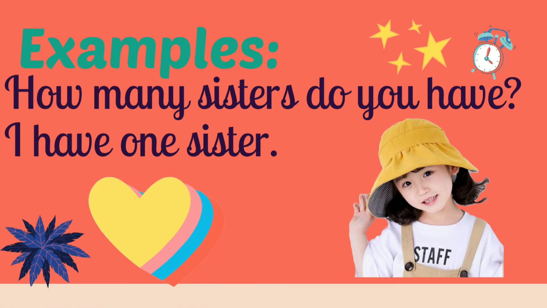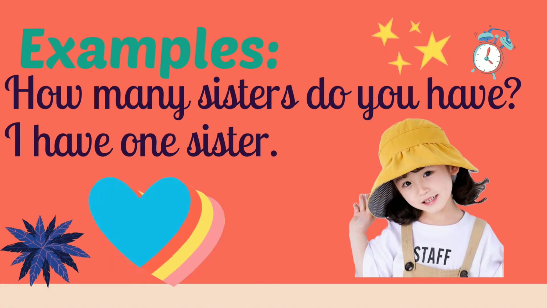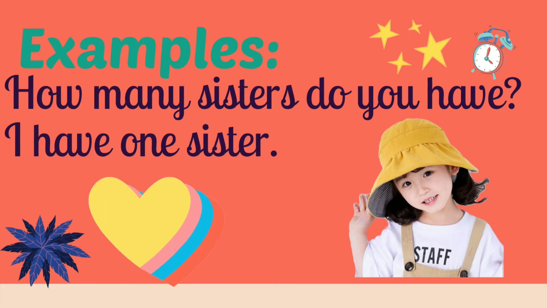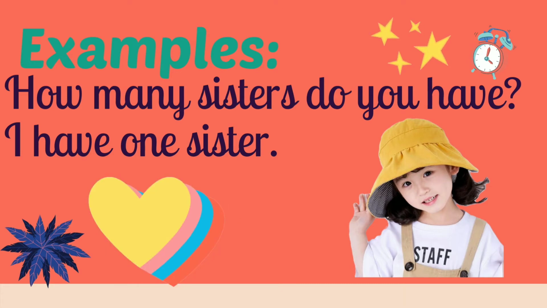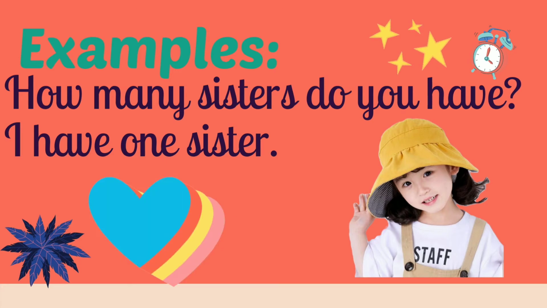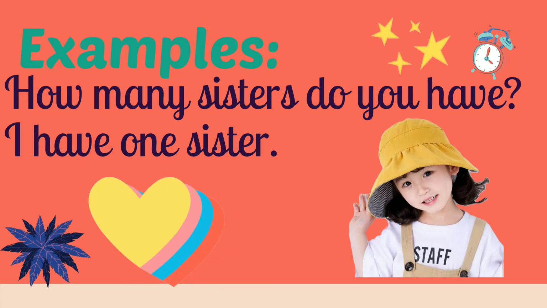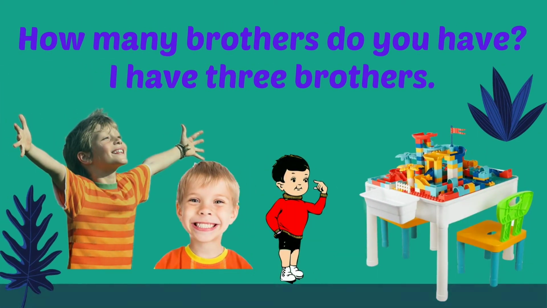The first example is how many sisters do you have? I have one sister. In here, you can pay attention in the question, we need to use do. Yeah, last week we have discussed about do and does. Because in this question, the subject is you. So we need to say, how many sisters do you have? I have one sister. We need to use have because the subject is I.